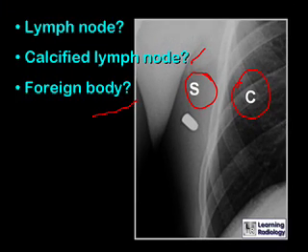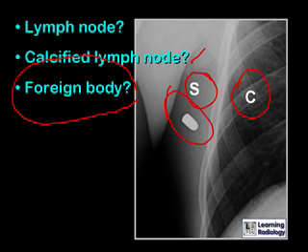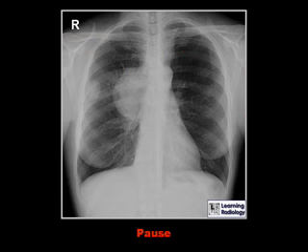And yes, if you correctly identified this as a foreign body, you'd be correct, and if you identified it as a bullet, you would be even more correct. So this is metal density. Here's another abnormality. You can pause.